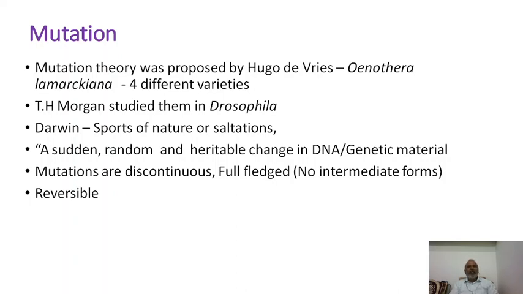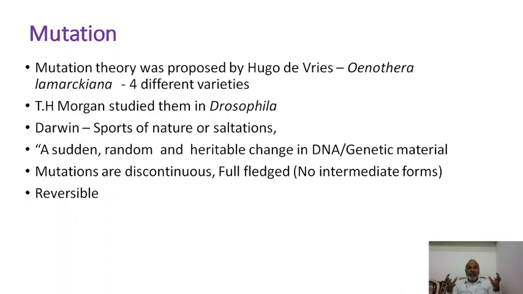T.H. Morgan also studied mutations in his experimental material Drosophila. But friends, Darwin also observed mutations. He named them sports of nature or saltations. But the big blunder Darwin made was that he did not consider these mutations as the raw materials of evolution. He thought that mutations would never be selected by nature because they are very, very big.